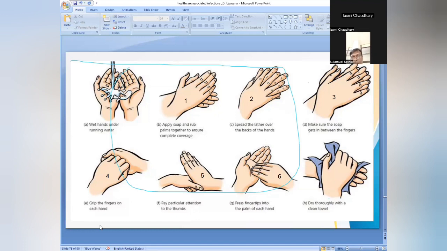So first, second, third, fourth one. Fourth, fifth one, thumbs. And sixth one. So these were the 6 steps of hand washing.